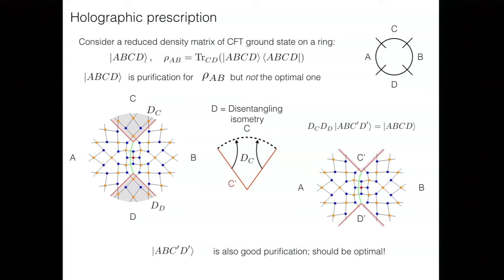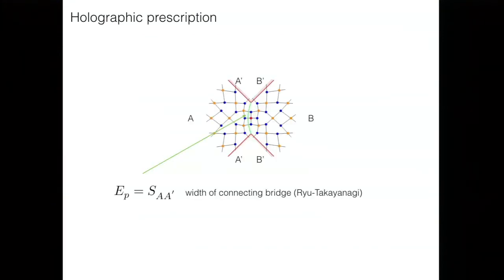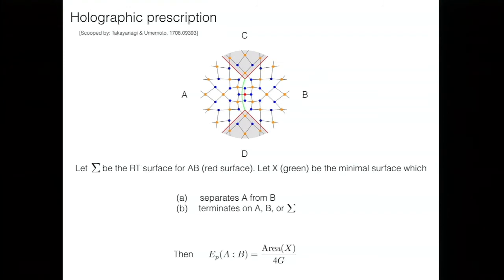So intuitively, we now expect that this thing, where you just cut out these 2 wedges, is going to be the optimal purification in this case. So the resulting entanglement of purification, following the Ryu-Takayanagi formula, is going to be the area now cut through this, which separates it into A and B, having cut out those 2 wedges there. Okay, so this prescription actually got scooped by Tadashi about a month before. It leads to a formalization of the holographic prescription for the entanglement of purification.